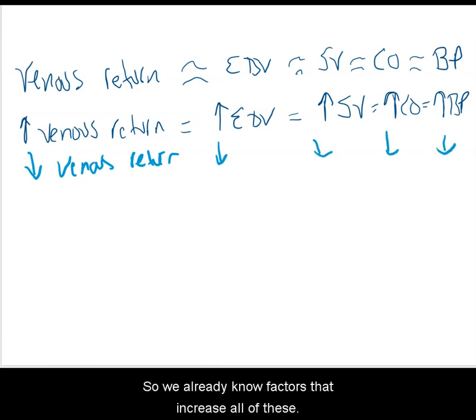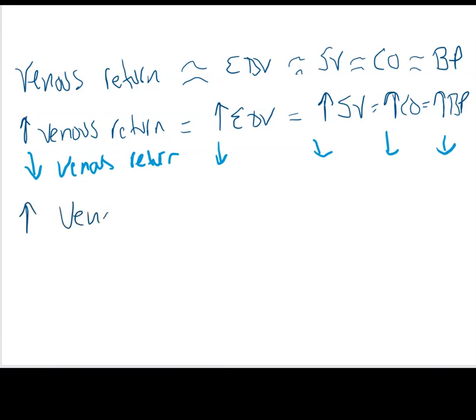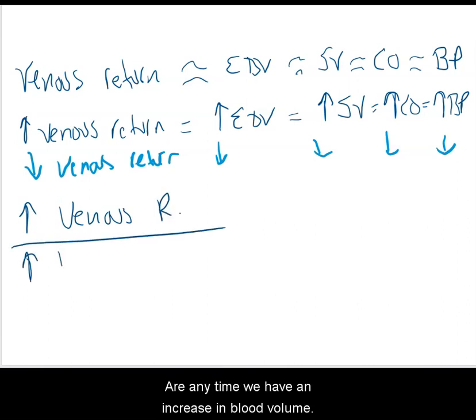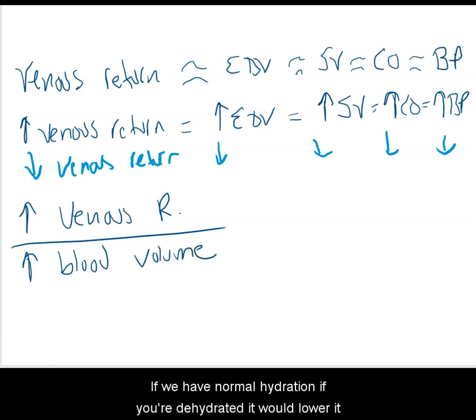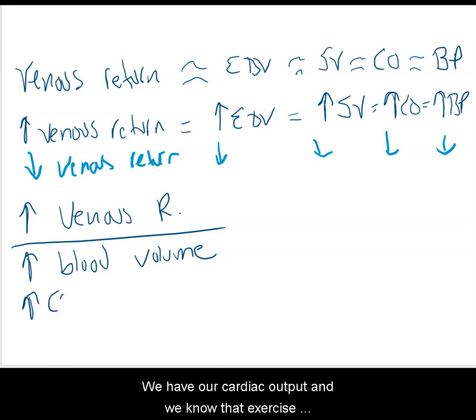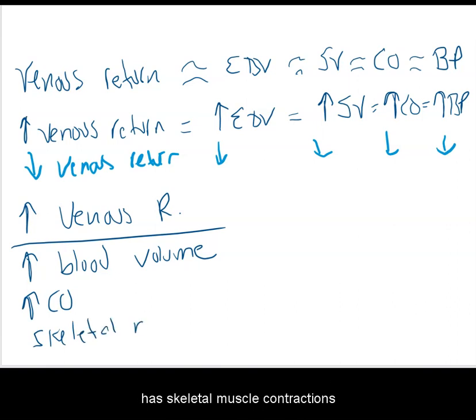and that's probably not too desirable. So we already know factors that increase all of these are anytime we have an increase in blood volume, right? So we have normal hydration. If you're dehydrated, it would lower it. If we have our cardiac output, and we know that exercise, that skeletal muscle contractions, increase.